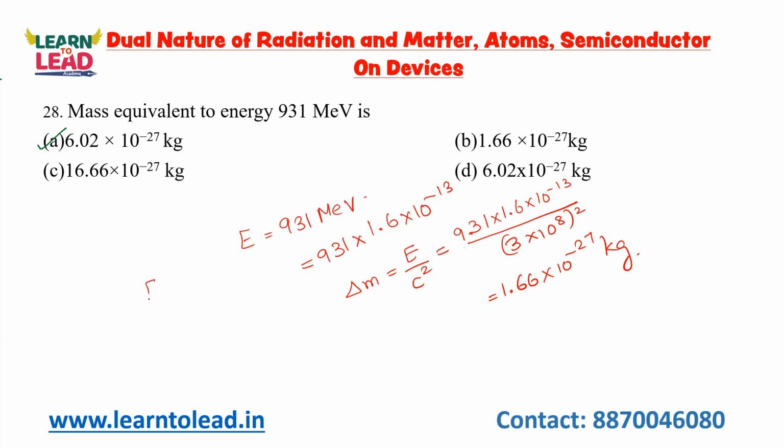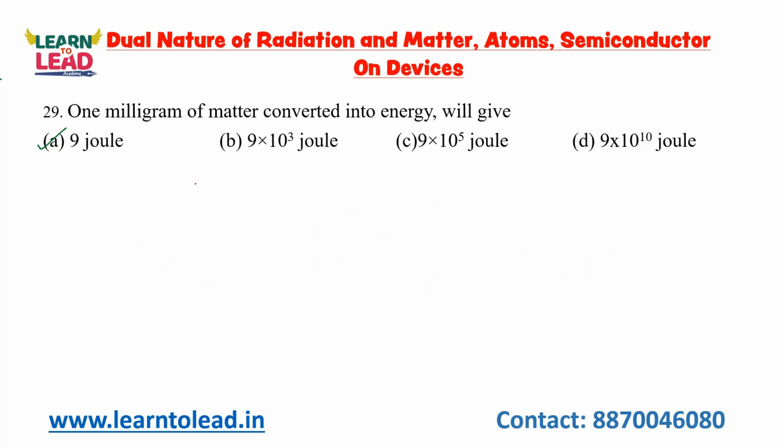So E is equal to MC square. What is this relation? E is equal to MC square, Aditya. Whose relation is it? Einstein. Yes, Einstein's mass energy relation. Note down this. Next.